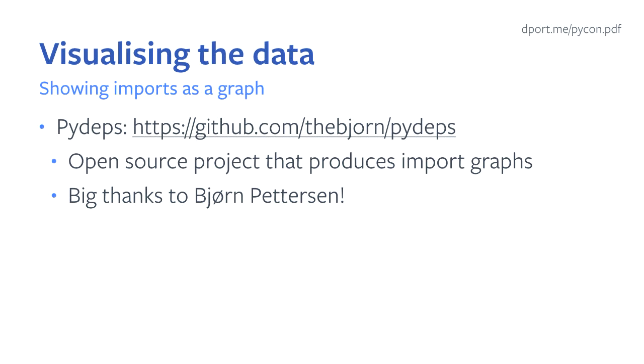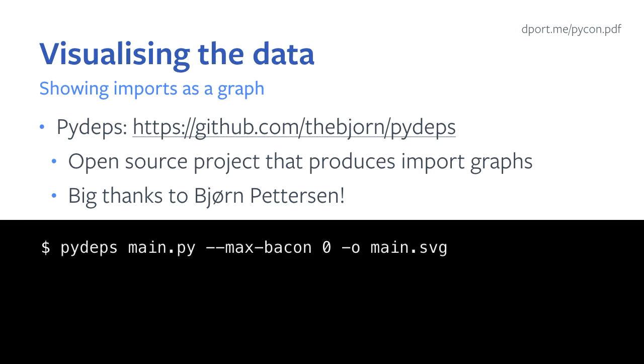It essentially navigates your module import graph and then gives you a nice visualization for it. So here's how you'd run it. Max Bacon is apparently to do with Kevin Bacon, and it's about six degrees of separation. I think it might be before my time, but it's the number of hops that you are willing to navigate in your tree. 0 just says infinite hops.